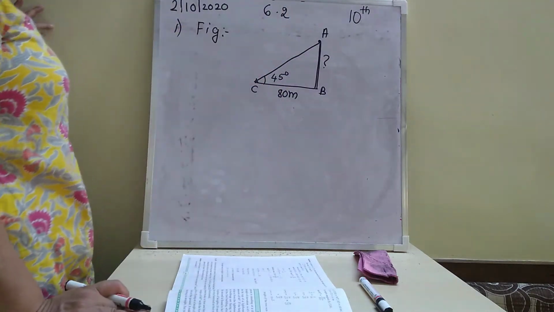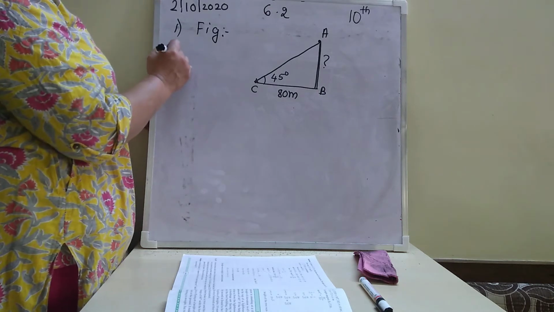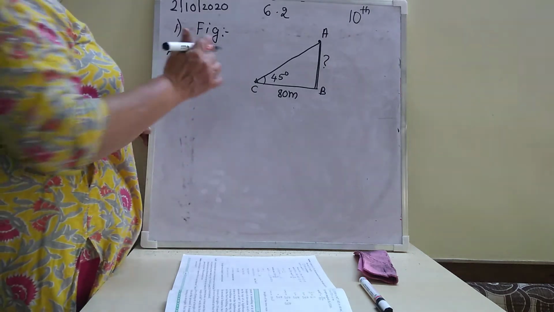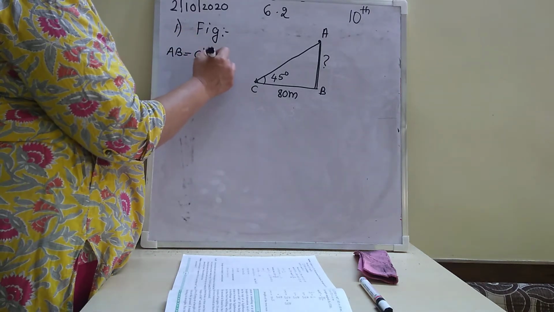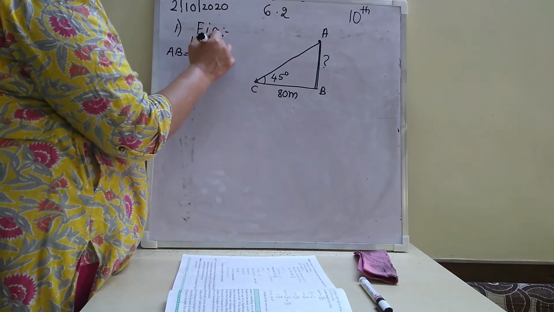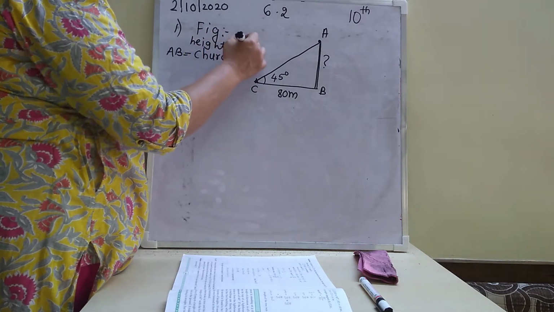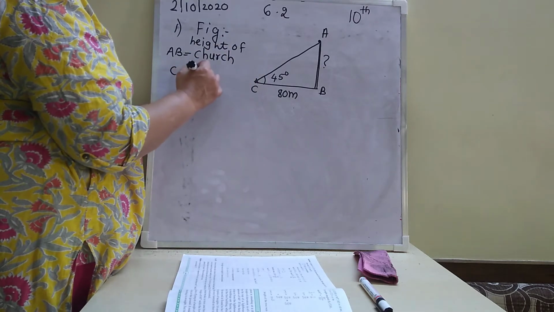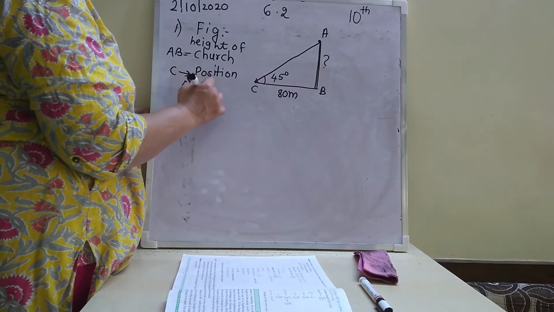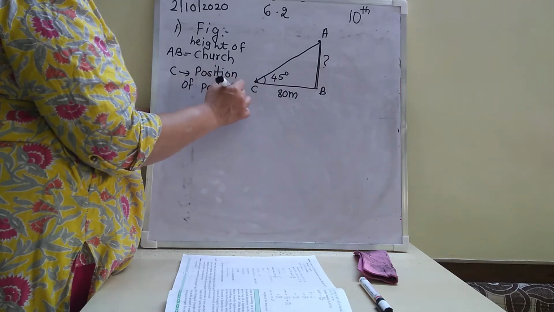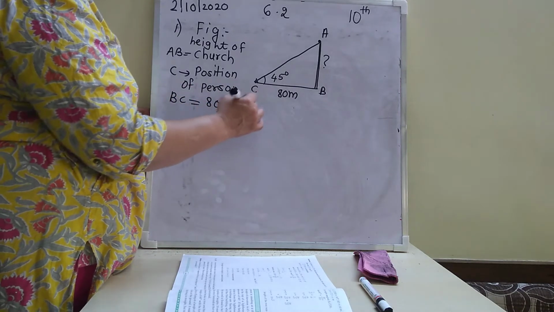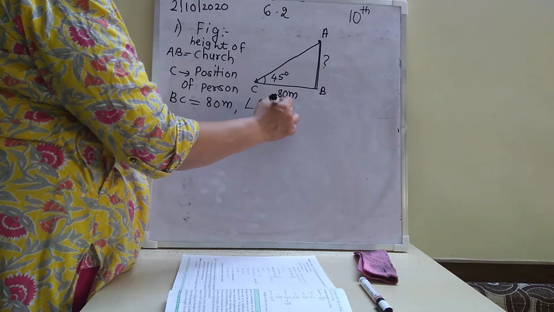Now I have drawn the figure, and you have to write this. Write it simply as given in the textbook; no need to write in detail. AB is equal to the church, the height of the church. C is equal to the position of the person. Now BC is equal to 80 meters and angle ACB is equal to 45 degrees.